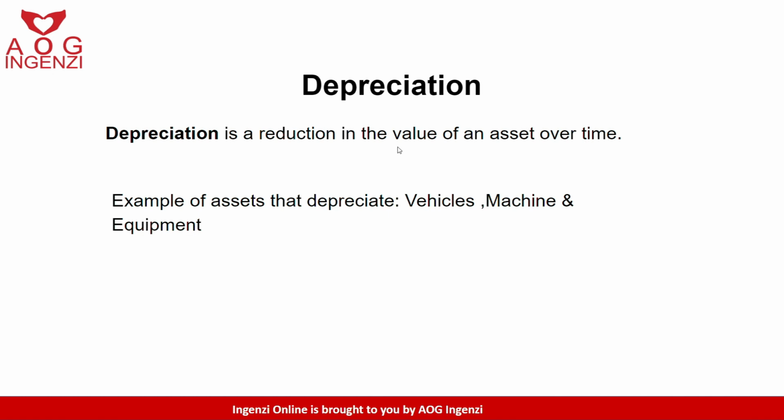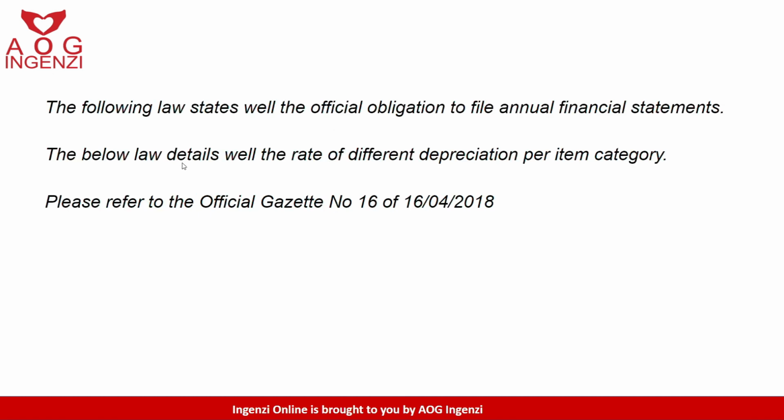Depreciation is a reduction in the value of an asset over time. I don't know if we all know it, but all materials have an expiry date. Depreciation is those expenses that are recorded based on a reduction of the value of that material over a given period of time. Some materials that depreciate are, for instance, vehicles, machine equipment, and others. The following law states the official obligation to file annual financial statements.